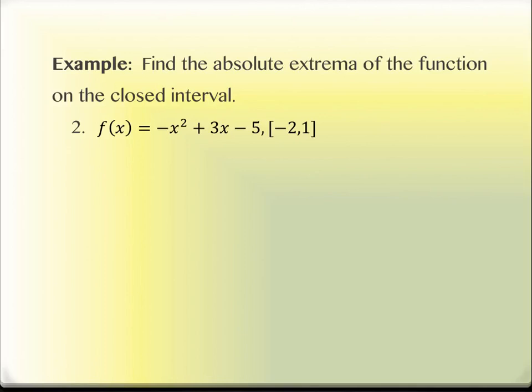So we start out the same way we did in the last one. Number 1, critical numbers, derivative equal to 0. So what is the derivative of negative x squared plus 3x minus 5? Negative 2x plus 3. Fantastic. And then what do we do? We set it equal to 0. Yep, critical numbers sets it equal to 0.